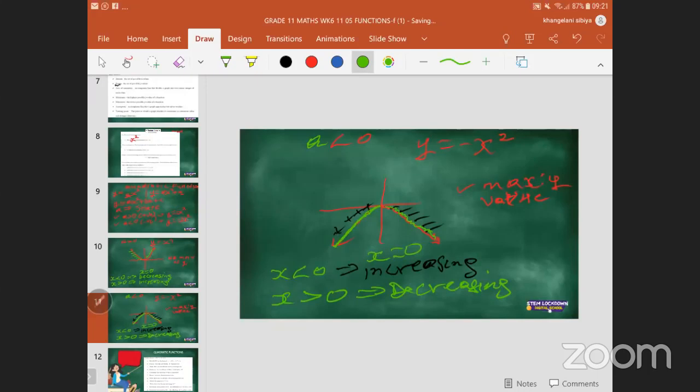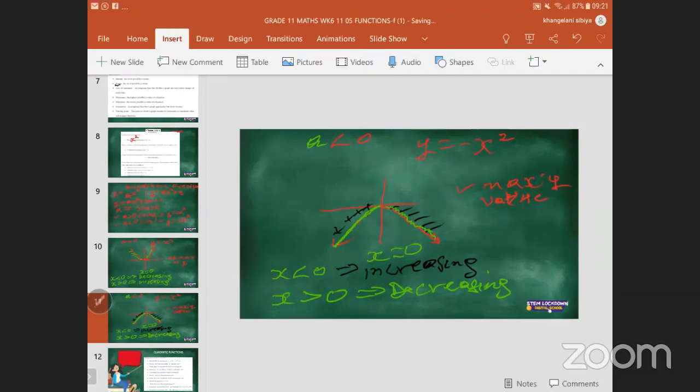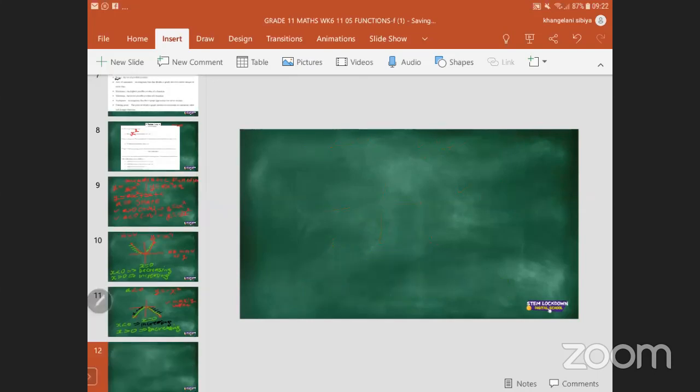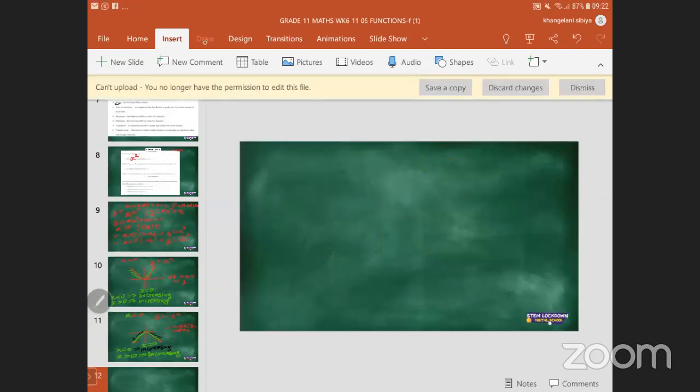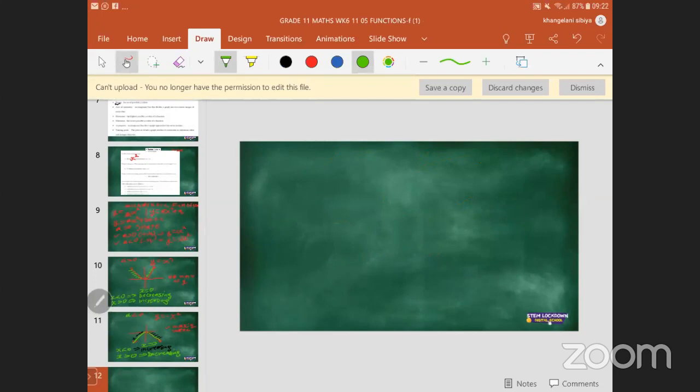Now, let me add another slide because I want you to understand this thing of shifting. I'm sure you understand now, you should be in a position to see that your graph is increasing or decreasing. I'm emphasizing what Ms. Shabalala said. Okay, right. Now let's look at what we call transformation.